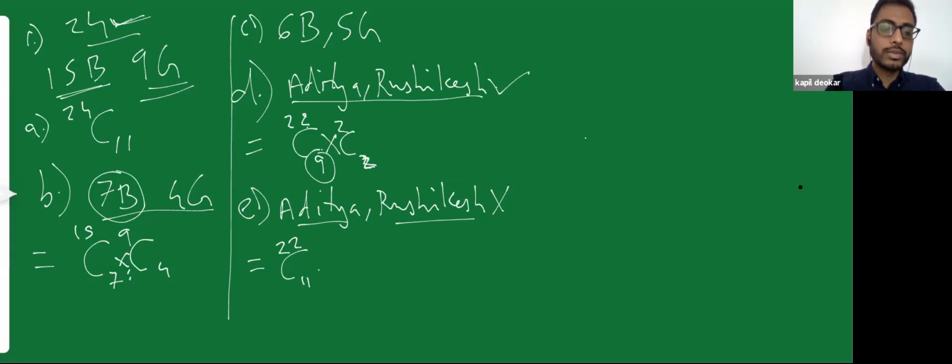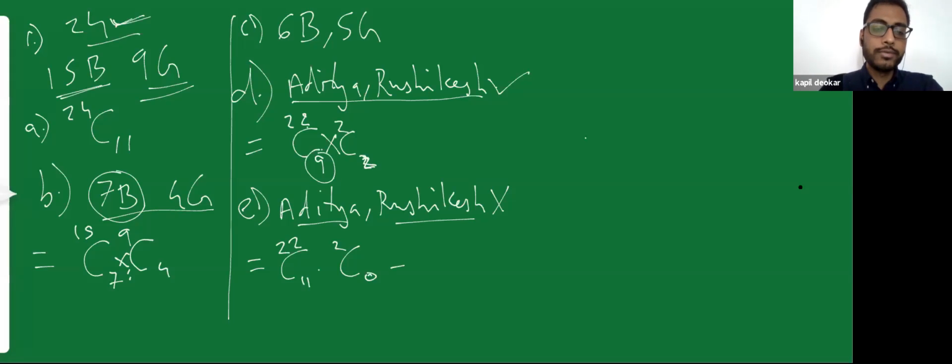If you want, you can also multiply this with 2C0, because the 2 options, Aditya and Rushikesh, out of them, how many am I going to select this time? I'm going to select none of them. So the answer is 22C11 into 2C0.